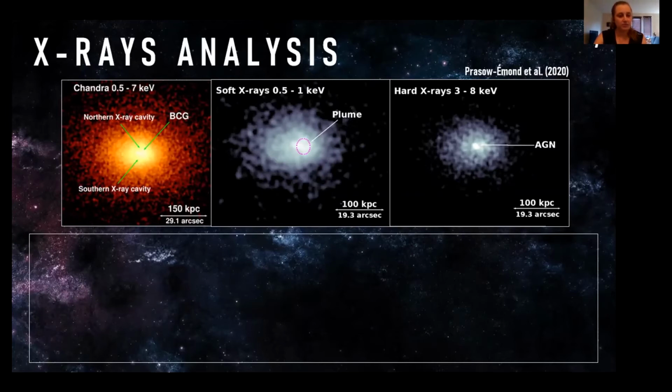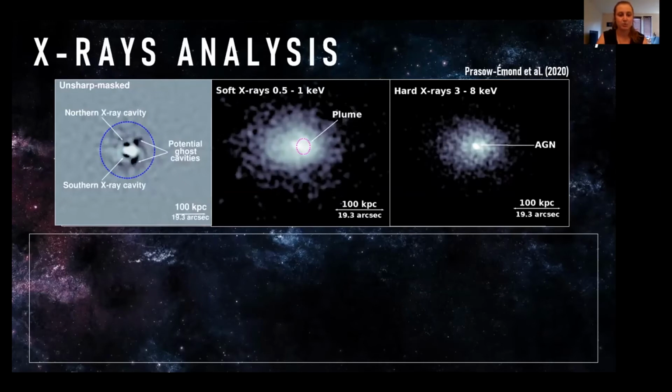So we did some subtraction. We used some techniques to see the cavities: an unsharp mask as well as a double beta subtraction. The unsharp mask is this image. We took a really smoothed image and subtracted it from a less smoothed image. And now we can clearly see one northern X-ray cavity, one southern X-ray cavity, and two potential ghost cavities. The potential ghost cavities are X-ray cavities that have been dragged out of the AGN radius. So see them as past X-ray cavities.